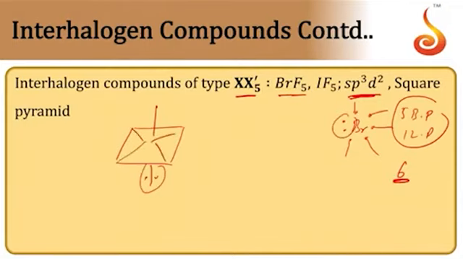Remaining, or here BrF5 we are taking. Let us write the Br here and then the fluorine atoms here. So the base is square and we have a pyramid on this top. So we can take it as a square pyramidal structure, but it will be a distorted square pyramid structure because of the lone pair of electrons which is present in that.